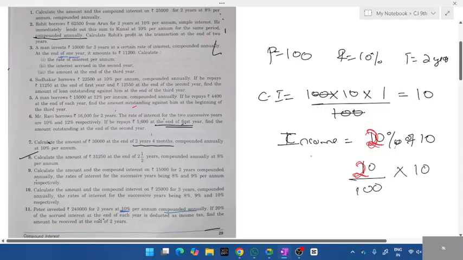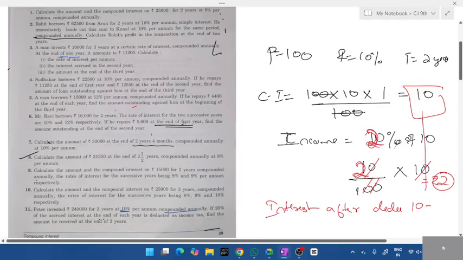Okay. Income tax is charged on compound interest. So after first year's calculation of interest, reduce 20%. How much is 20%? 20% of rupees 10 is rupees 2. So what is the compound interest after deduction? Interest after deduction. What's the value? 10 minus 2, right? See, compound interest is 10, students.